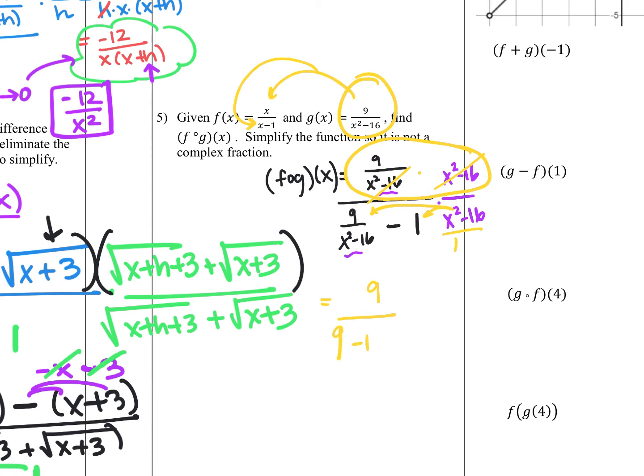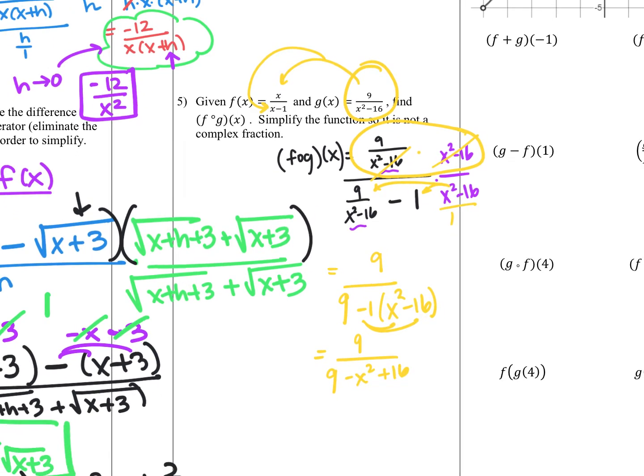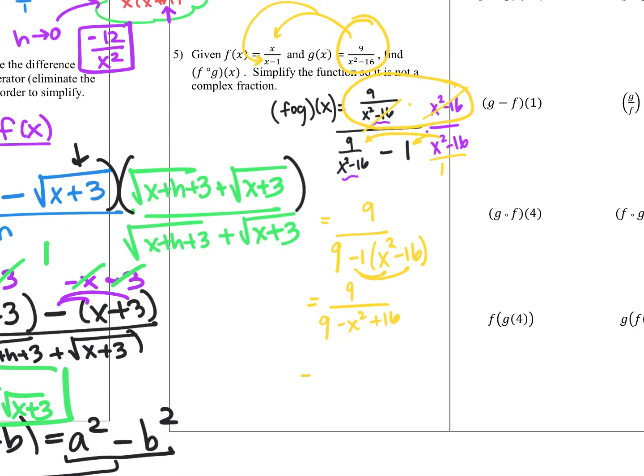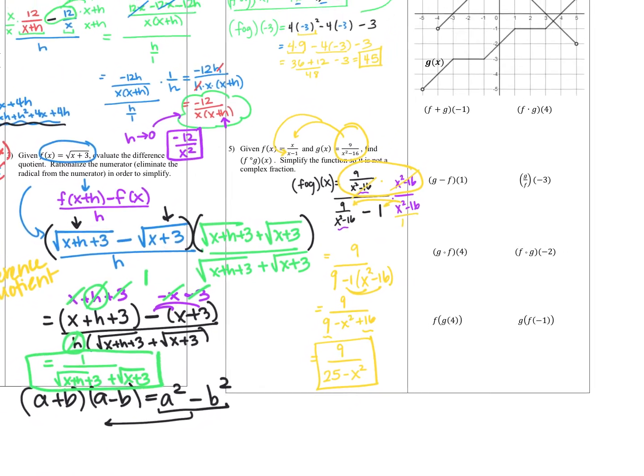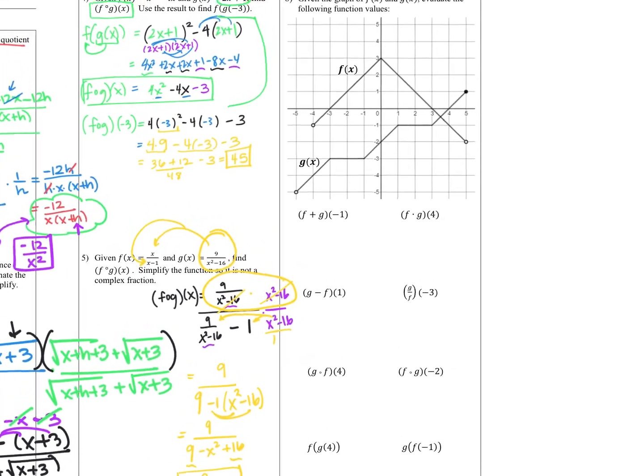And then we're going to get minus 1 times x squared minus 16. So this is going to be 9 over 9 minus x squared plus 16. And if we simplify that a little bit, the 9 and 16 is 25. So we're getting 9 over 25 minus x squared. So kind of just a little bit of playing with fractions, trying to get a little more comfortable with fractions.